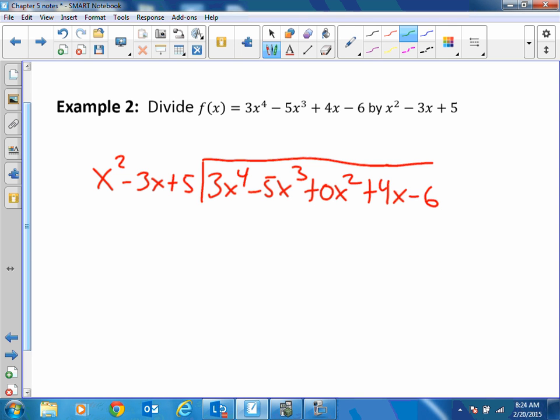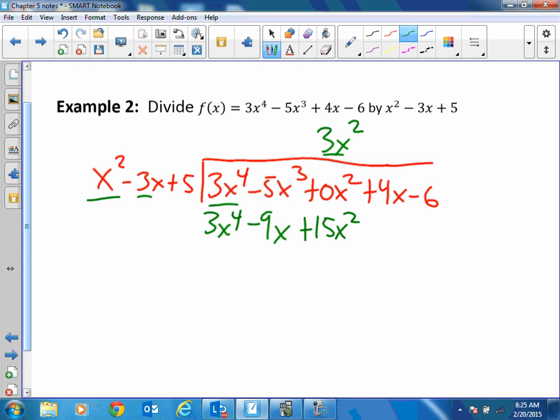So then basically what you want to do is focus on the first term always. You always want to focus on the x squared. So how many times does x squared go into 3x to the 4th? Or what is 3x to the 4th divided by x squared? That would be 3x squared, because if we take 3x squared times x squared, we get 3x to the 4th. But then we have to multiply 3x squared by every single term. So now we do 3x squared times negative 3x, which is negative 9x cubed. Then 3x squared times 5, which is 15x squared.